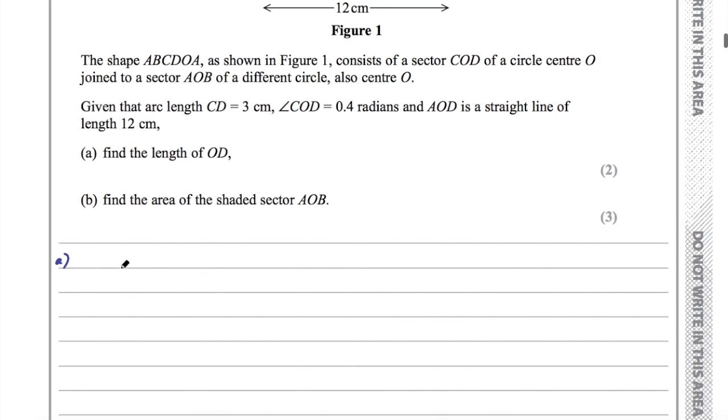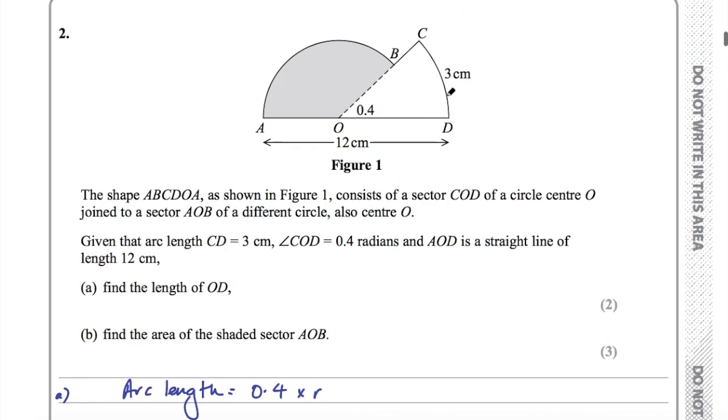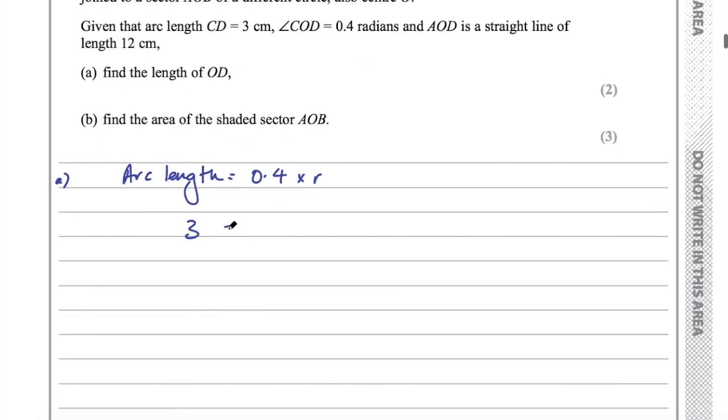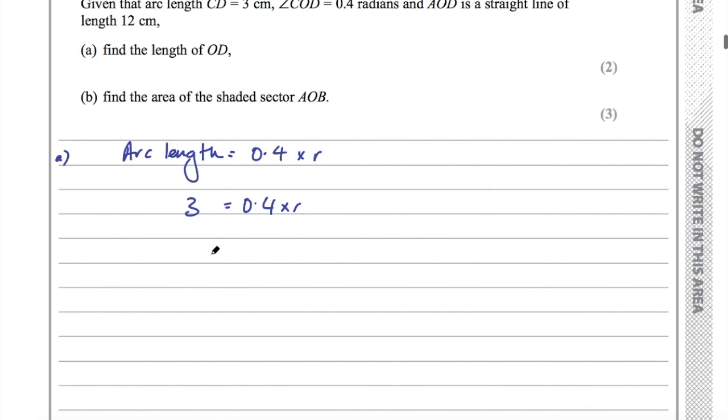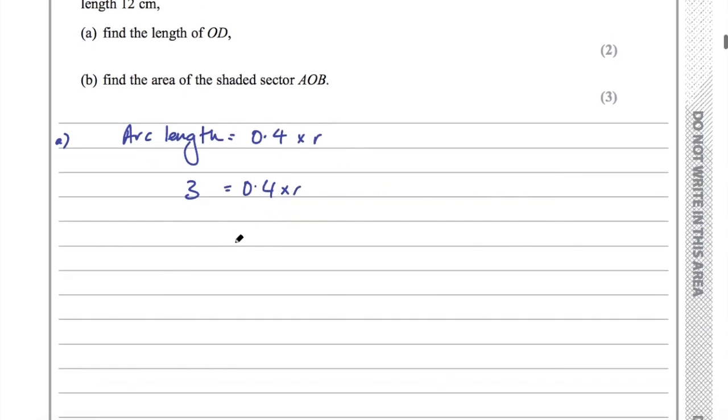So we can say that the arc length equals 0.4 times the radius. And we know the arc length is 3 centimeters. So we can say 3 equals 0.4 times R, and that allows us to work out R, or OD. Let's just leave it as R for a minute to be clear. So 3 divided by 0.4 gives us 7.5 centimeters. So R in this case was OD. So OD equals 7.5 centimeters.